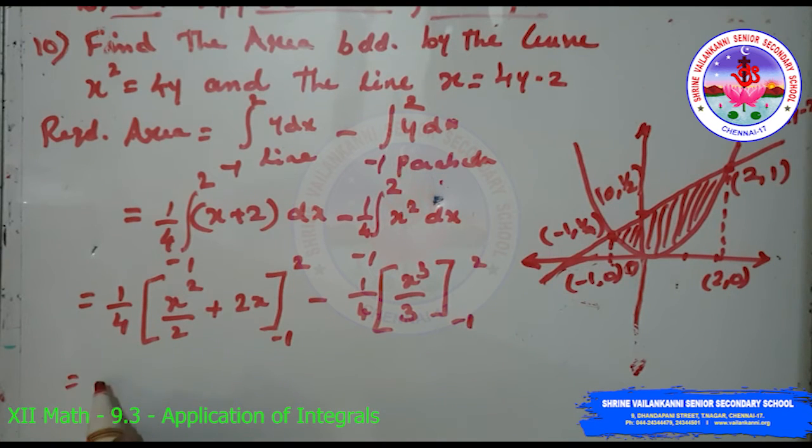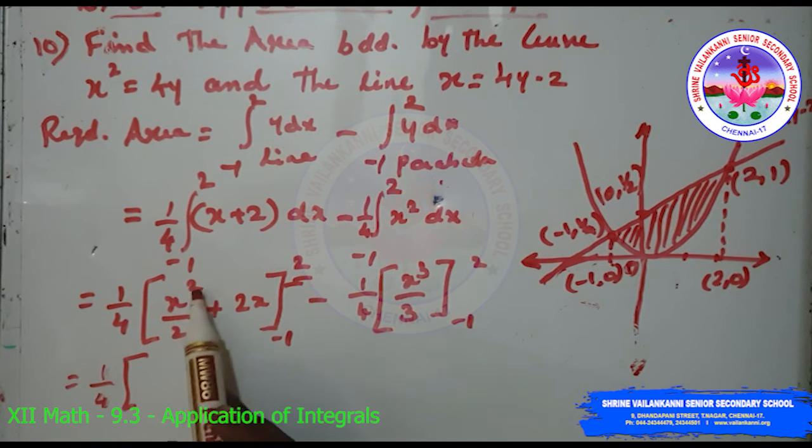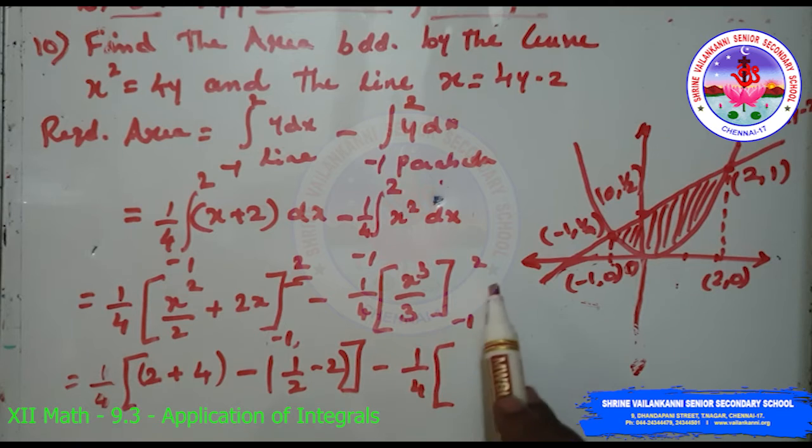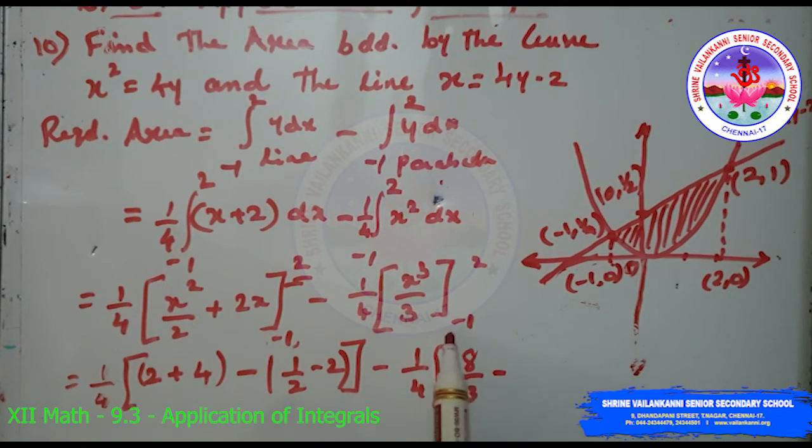So which is equal to upper limit minus lower limit, 1 by 4 of, upper limit is 2. So 2 square by 2, 4 by 2, which is 2, plus 2 into 2, 4, minus lower limit is minus 1. So minus 1 whole square is plus 1 by 2, plus 2 into minus 1, which is minus 2. Minus 1 by 4 of x power 3 by 3. Upper limit is 2, so 2 cube. 2 cube is 8, 8 by 3, minus 1 whole power 3 is minus 1 by 3. So minus into minus, plus 1 by 3.